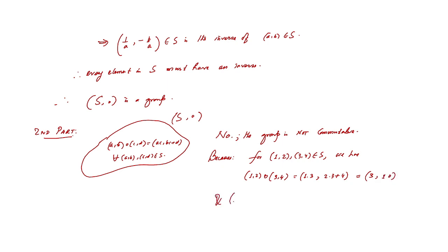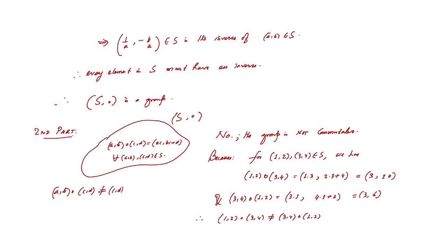And (3, 4) * (1, 2). This is basically (3 into 1, 4 into 1 plus 2), and this is basically (3, 6). So what we have seen: (1, 2) * (3, 4) is not equal to (3, 4) * (1, 2). That means AB is not equal to CD, I mean AB * CD is not equal to CD * AB, and that implies it is not commutative.